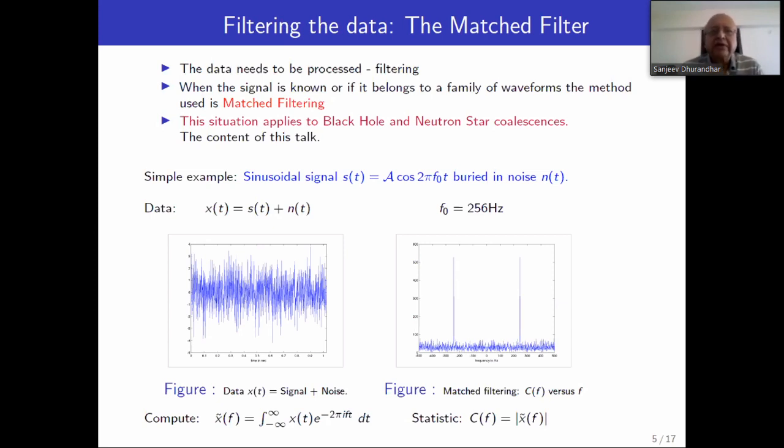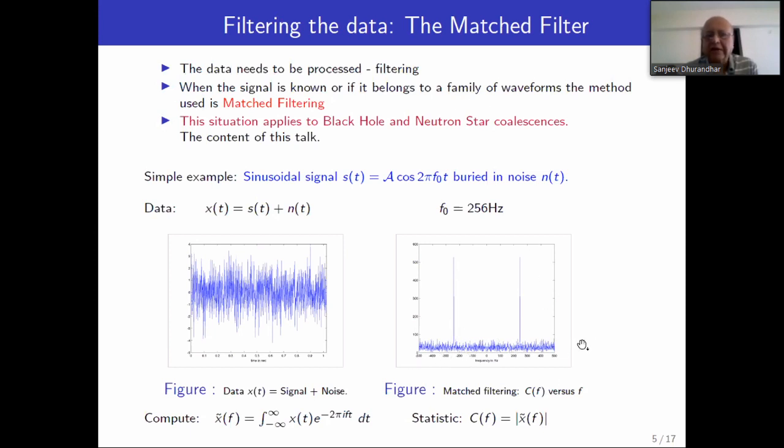Now, this signal is extremely small. This amplitude is so small that it's much less than the amplitude of the noise. It is buried inside the noise and you can't see anything at all in this particular figure. But now, what you do is you apply the Fourier transform. So here is the Fourier transform operation. X of f is the integral from minus infinity to plus infinity of x of t e to the minus 2 pi i f t dt. This is called the Fourier transform. You apply it at each f, and what is plotted on the right hand side is the modulus of x of f versus f.